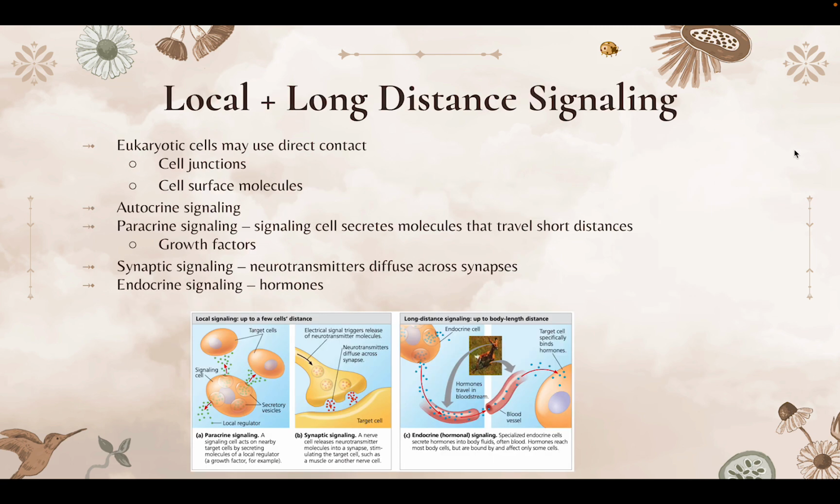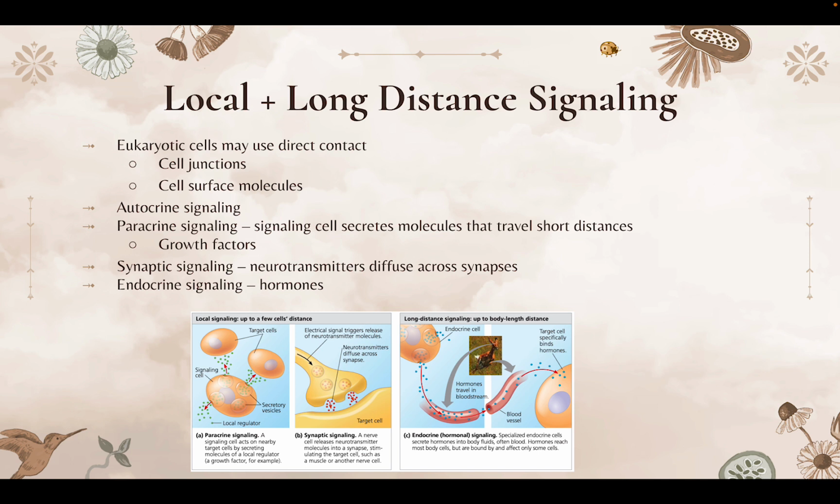Okay, so let's talk about local and long distance signaling. Now we're talking about eukaryotic cells. Eukaryotic cells may use direct contact to send messages to each other. This can be cell junctions, like gap junctions, like plasmodesmata, right? And they can also communicate via cell surface molecules, so still direct contact, right? And this is something that's important in immune cells and such.